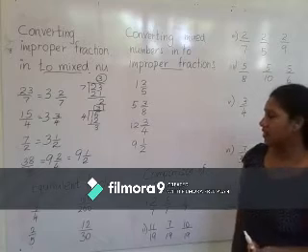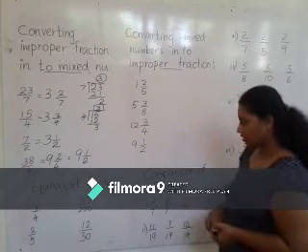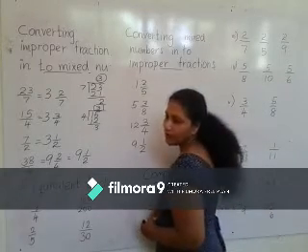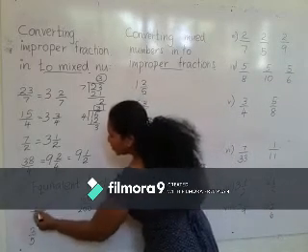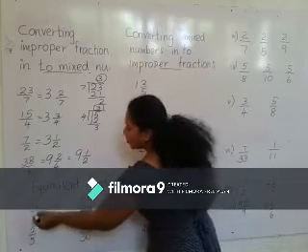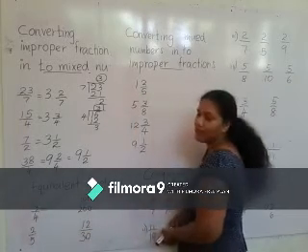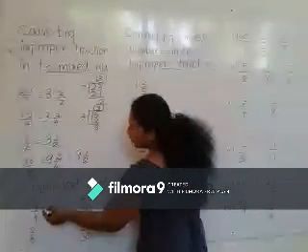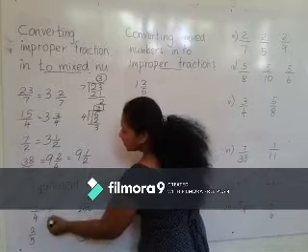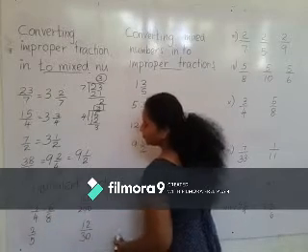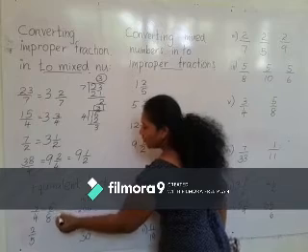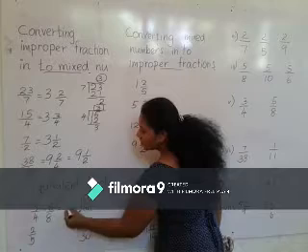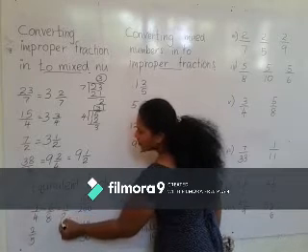And the other one is equivalent fractions. Equivalent fractions means equal fractions. I am going to write equal fractions. To get an equal fraction, I am going to multiply both the numerator and the denominator by 2. The same number, that is 2. 2 times 3 is 6, 2 times 4 is 8. And again I am going to multiply both numbers by 5. 5 times 3 is 15, 5 times 4 is 20.